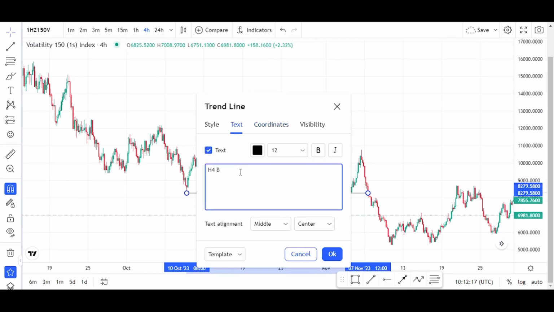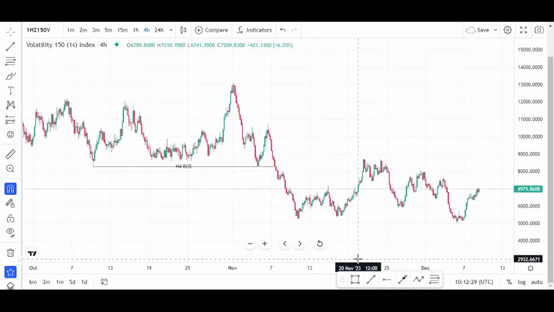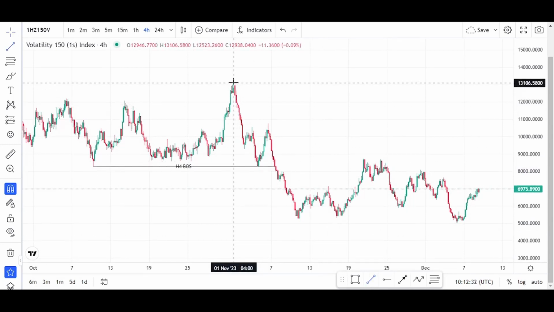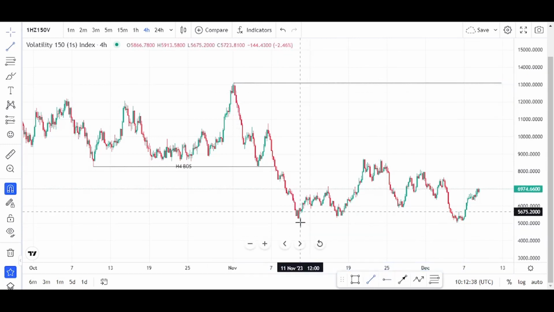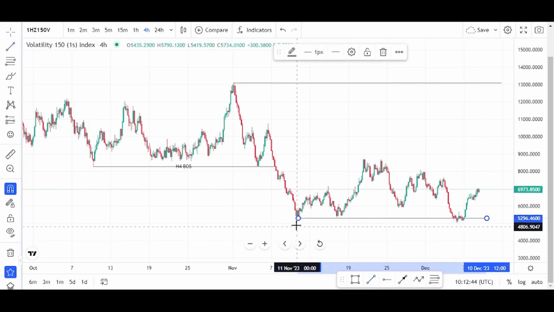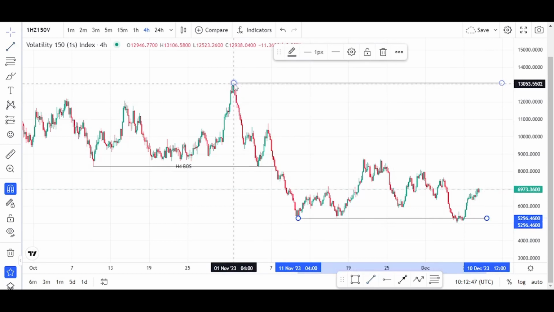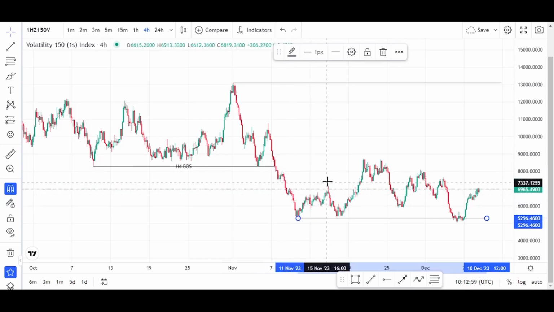H4 BOS, boss, whatever you like to call it. That'll be our H4 break of structure, and our dealing range high will be from that high to that low. Why that low and not this low? It's that low because we came from that top or that higher low, we went on to break structure and continue bearish without breaking any structure to the upper side.